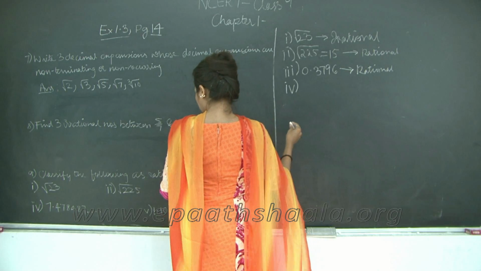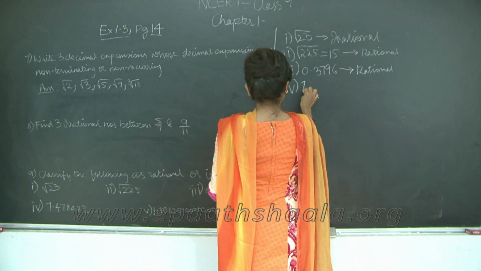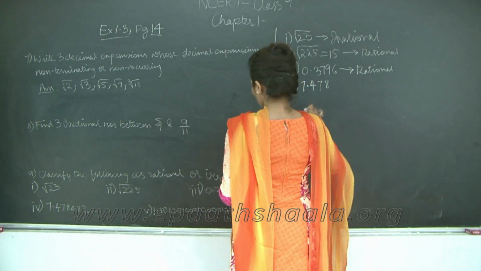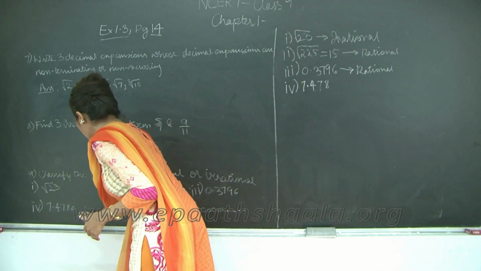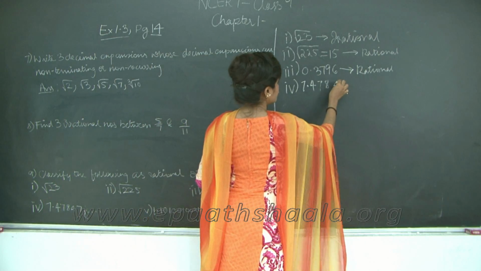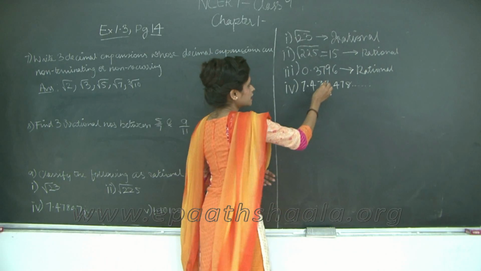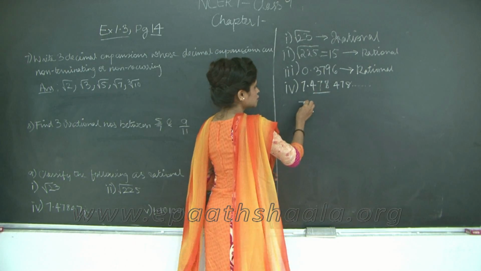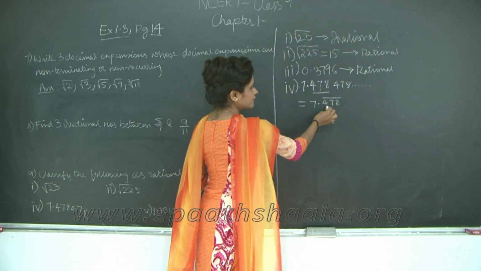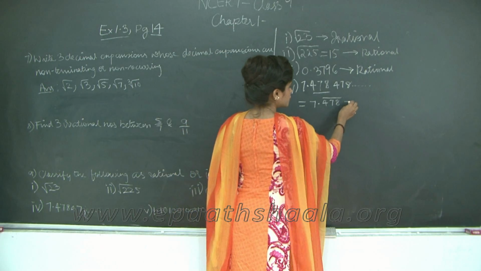Let's take a look at the fourth one. You have 7.478487 and so on. I think I have made a mistake in copying the question. It is 7.478, 478, 478 and so on. So here if you notice, these three terms 478 are repeating, right? So this entire term can be written as 7.478 bar. So again we have a recurring pattern. This decimal expansion is non-terminating but recurring. Therefore this is a rational number.